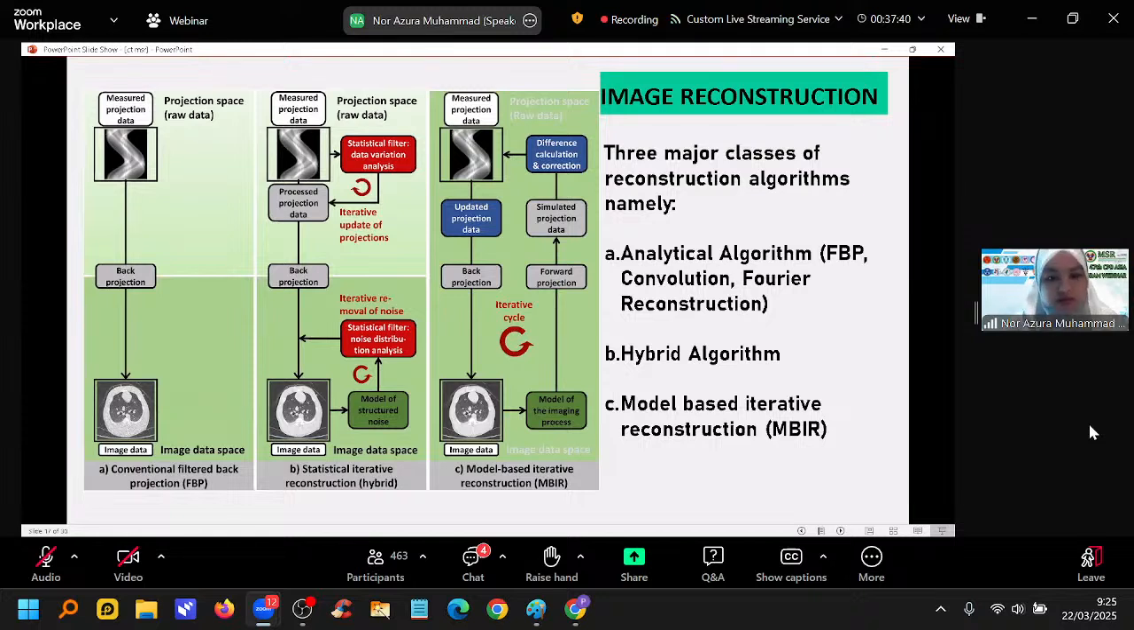It is fast and commonly used, but it can make images look grainy or noisy, especially with a low dose scan. Okay, this method actually has no fancy trick here.